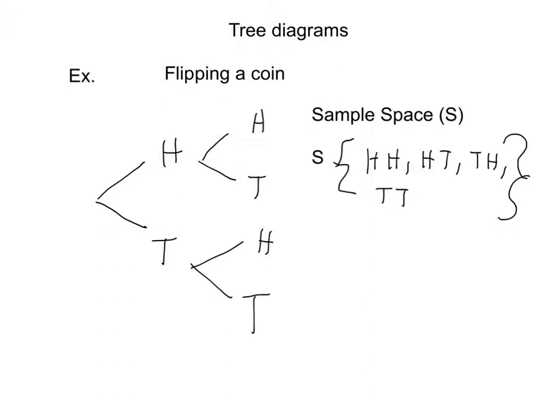Another part of statistics is tree diagrams. For example, we're going to flip a coin. Here we have our first flip, and you can either get a tails or a head. Then here we have the possibilities of a second flip, and again we can either get a tails or a head. So the sample space S can be heads-heads, heads-tails, tails-heads, or tails-tails.